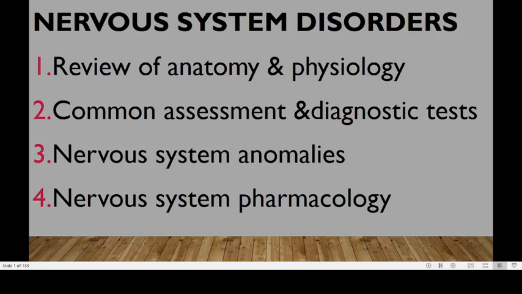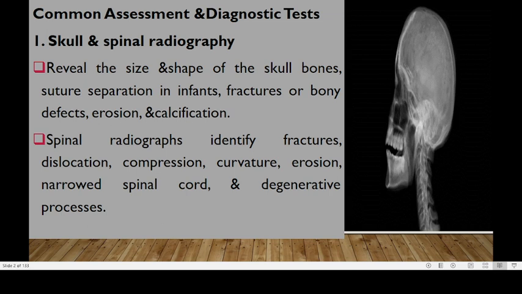So guys, where are we now? We have already reviewed the anatomy and physiology of the neurological system. So now we can proceed and look at the common tests and diagnostic workups that are conducted for a patient with a suspected neurological problem.